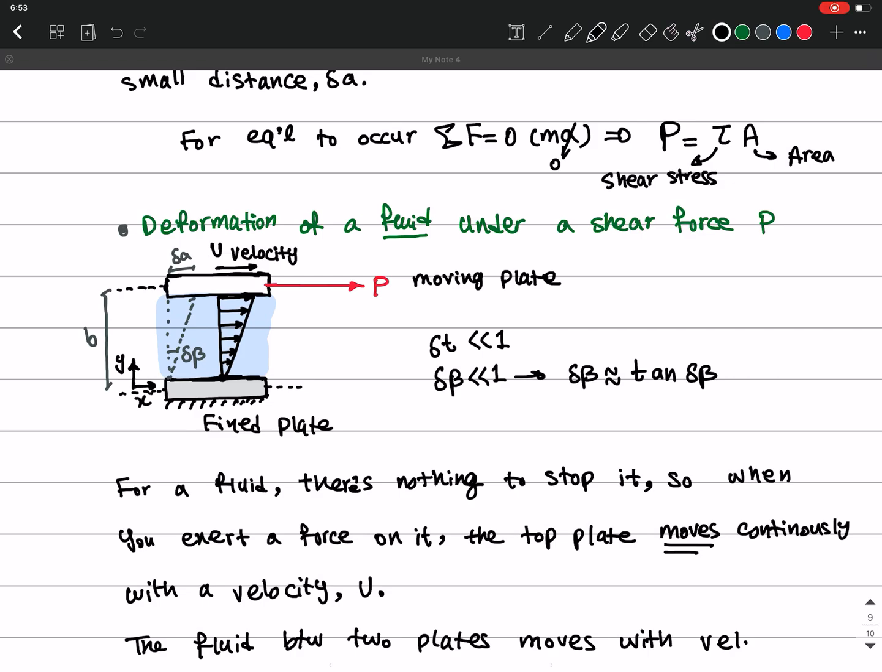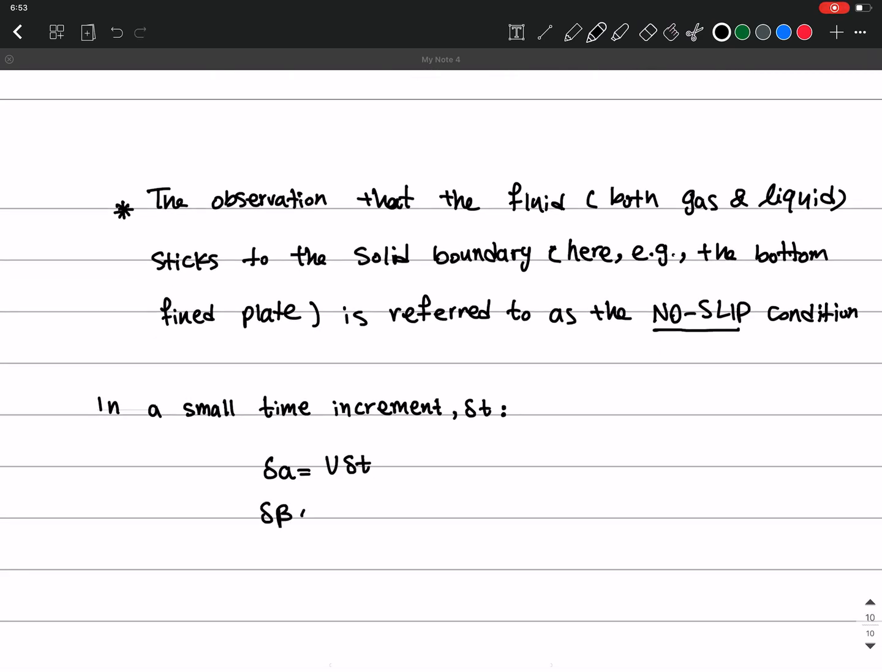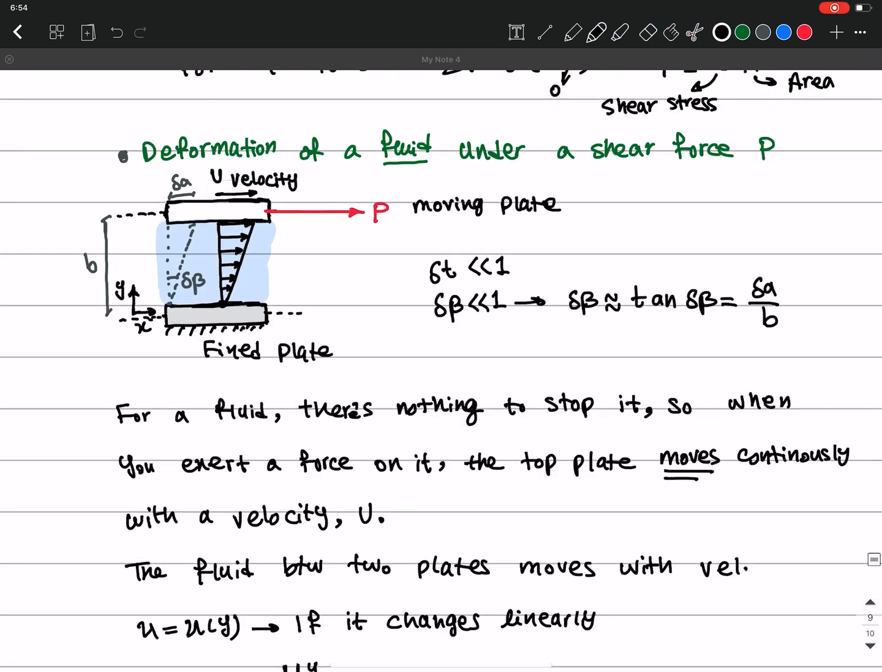So this can be approximated as tangent beta, and the tangent of delta beta is delta A over B, right? This is the tangent of this angle, delta A, which is this one, over B, which is this one. So this is the relation that we have, and I'm going to write it down. So delta beta is approximately equal to tangent of delta beta, which equals delta A over B. Correct? So this is the relation we had here.